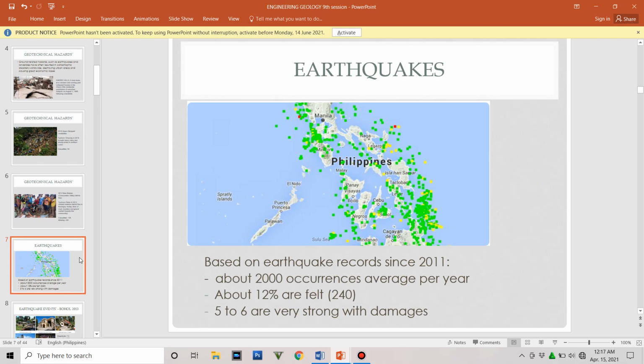So aside from the landslide, we also have the earthquakes. Based on the earthquake records, there are about 2,000 occurrences on average per year, which is a huge amount, but only 12% are actually felt. If we compute that, 12% of 2,000 is 240, still a considerable number when it comes to earthquakes. And of this number, 5 to 6 are very strong with damages.